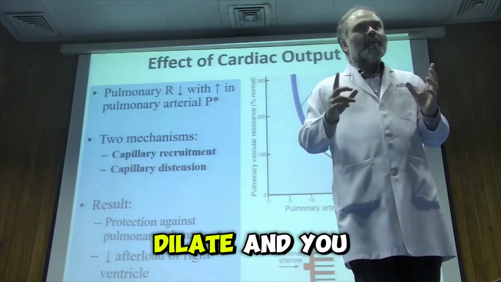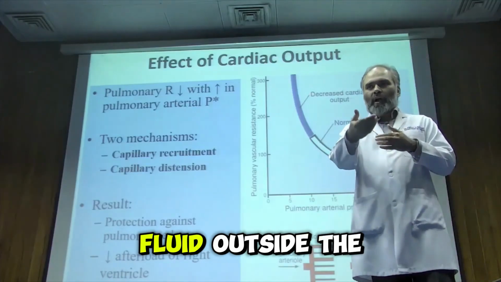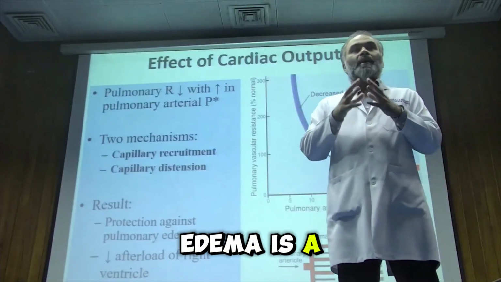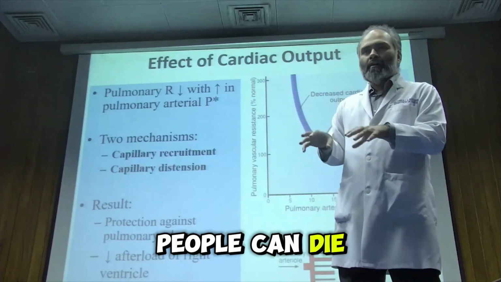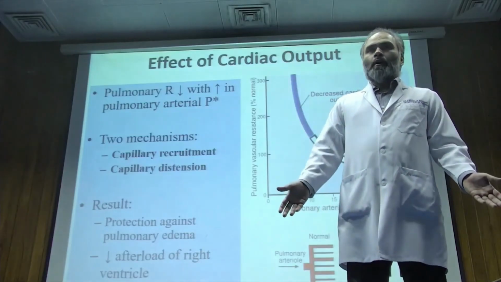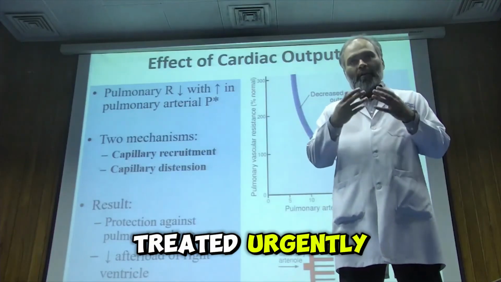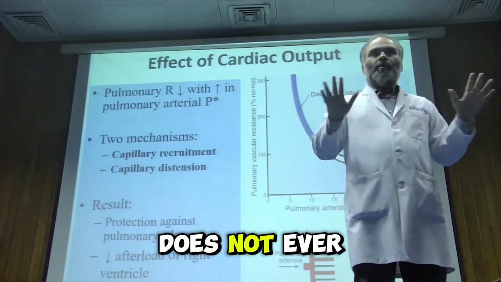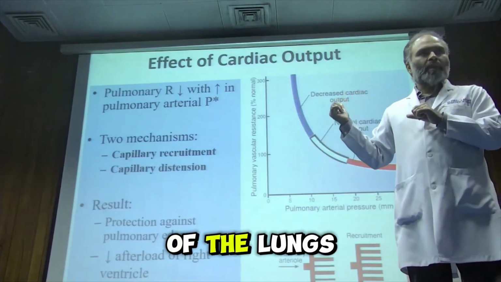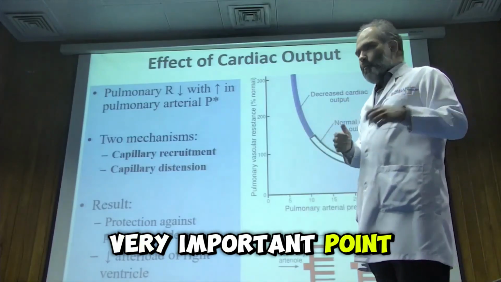Because look, if they don't dilate and you increase pressure, what can happen is there might be oozing of fluid outside the vessels, causing edema. Pulmonary edema is a medical emergency. People can die from pulmonary edema. Not peripheral edema, which is a nuisance, a problem, but edema inside the lung can be fatal if it's not treated urgently. So normally it does not ever happen because of this property of the vessels of the lungs. They dilate, they relax as you increase pressure. Very important point to note.